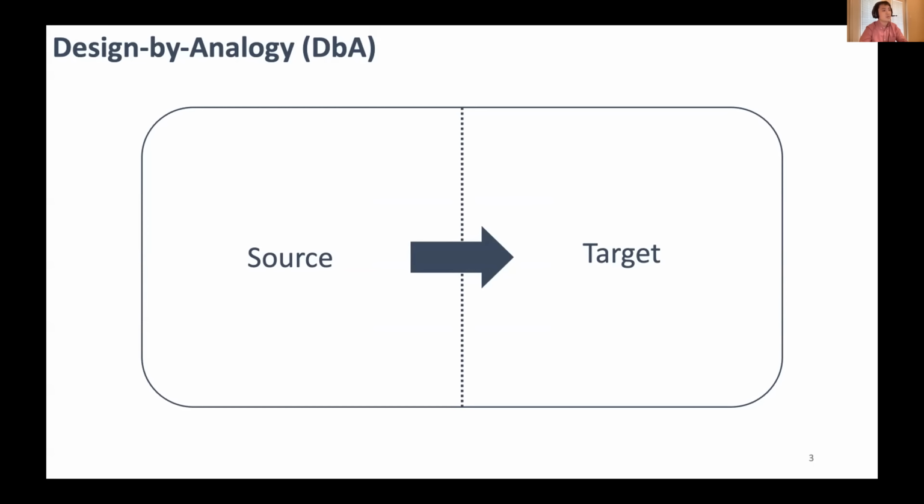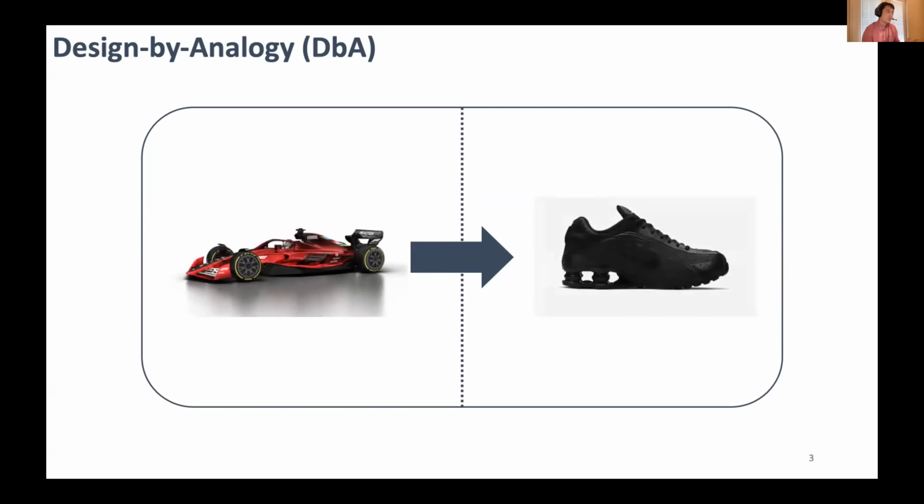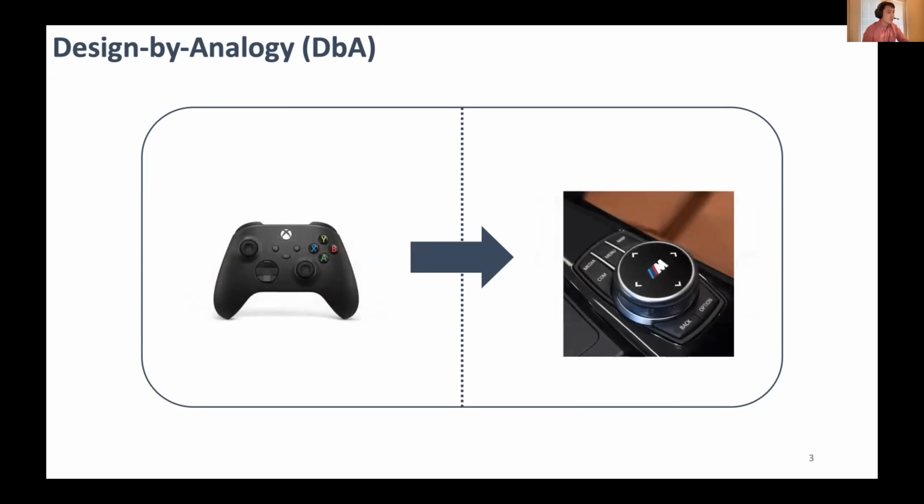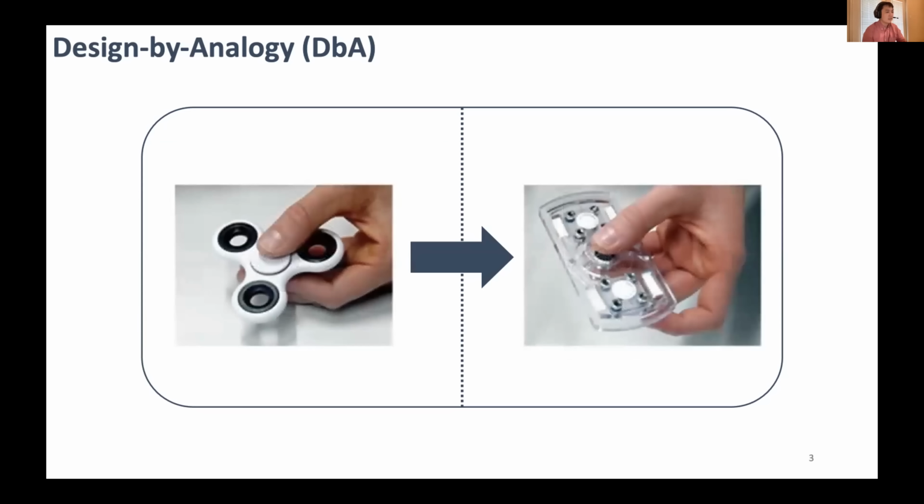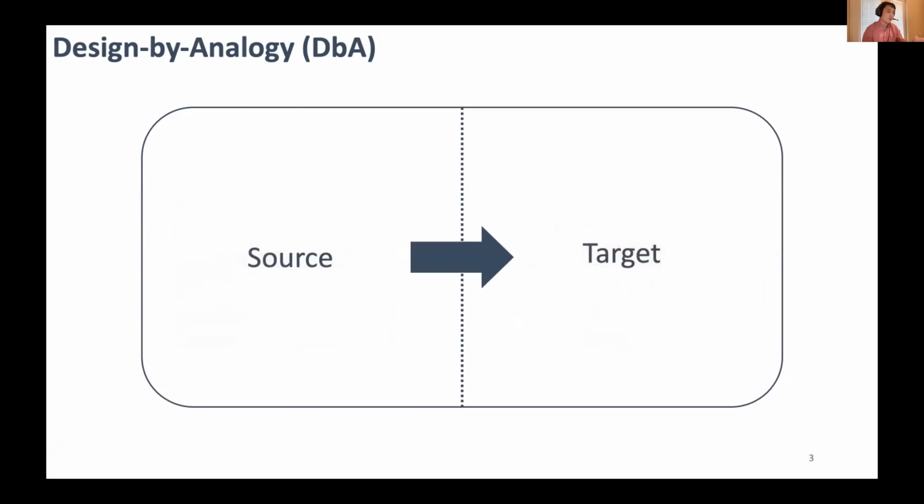Many innovations resulted from DBA. Examples include Nike's shoe shock absorption technology, inspired by Formula One racing shock absorbers; BMW's in-car communication system, inspired by video game technology; and a device that detects urinary tract infection, inspired by a fidget spinner. So DBA is a tool for innovation, for engineering design and the product development process. The question is, where can we get that information or knowledge that can be transferred to our design problem?